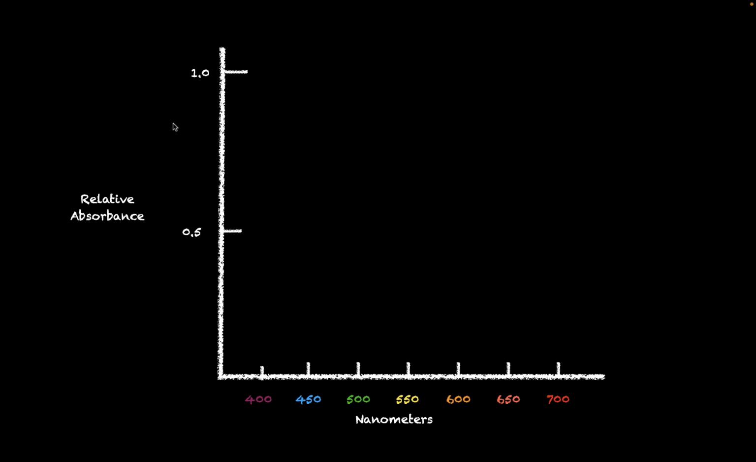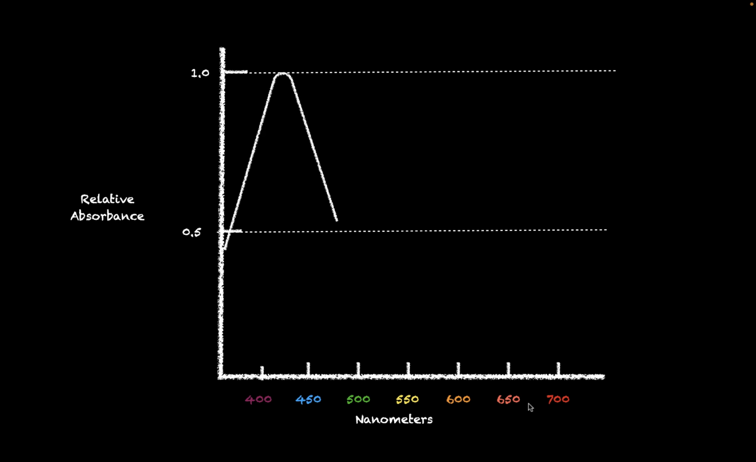And what we see here on this graph is 2 axes. On the y-axis we have the relative absorbance, and on the x-axis we have the wavelength of light in nanometers, going from the violet region all the way to the red region. So let's take a look at our first absorbance spectrum, and it looks something like this.